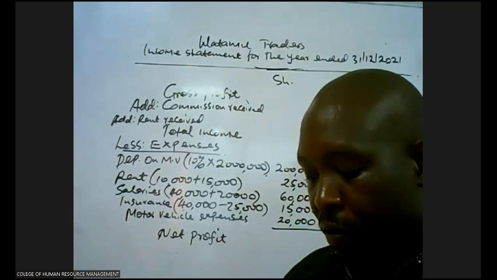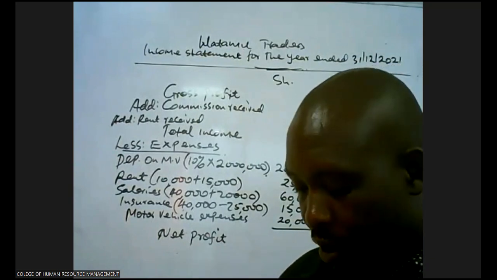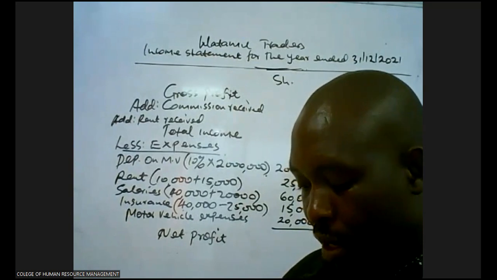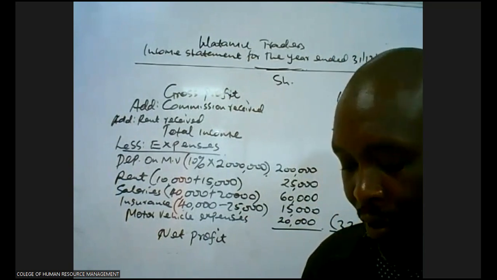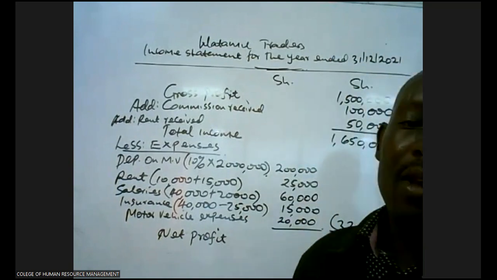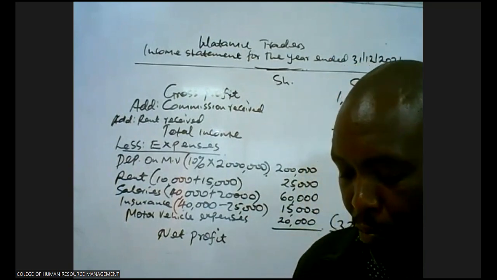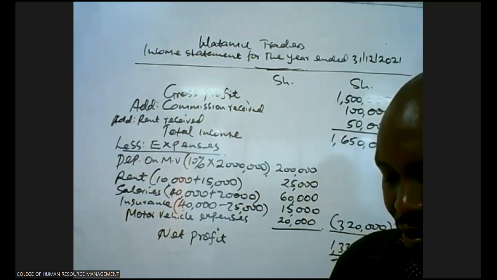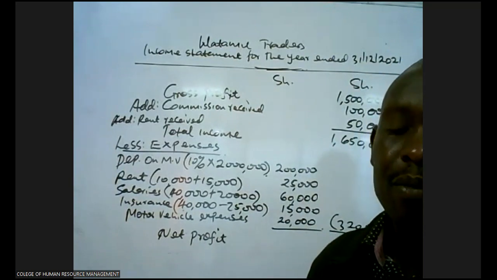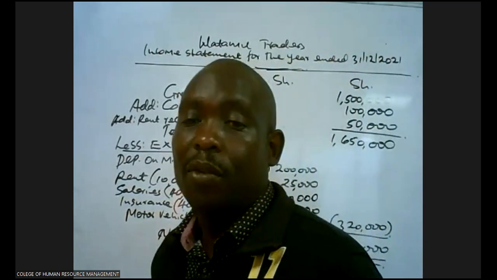You calculate the depreciation for those assets, that is motor vehicle, equipment, and furniture. Then you also consider the balances as at 1st December 2021, those are the accruals and prepayments. You are done. So try that question number 2.